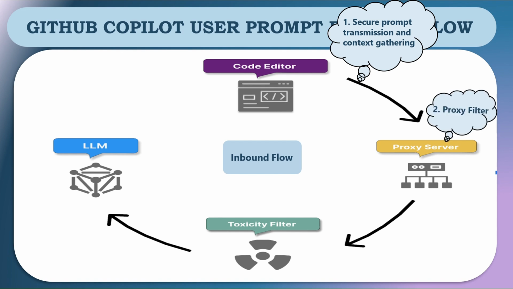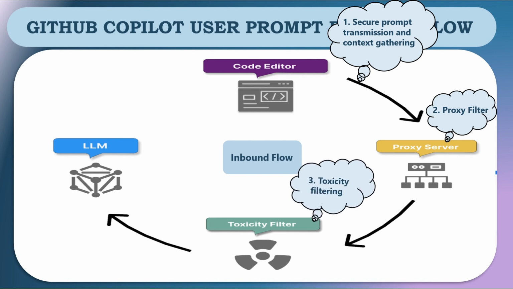Now the second step is the proxy filter. Once the context is generated and the prompt is built, it passes securely to a proxy filter hosted in the GitHub-owned Microsoft Azure tenant. The proxy filter then filters traffic, blocking attempts to hack the prompt and manipulate the system into revealing the details about how the model generates code suggestions.